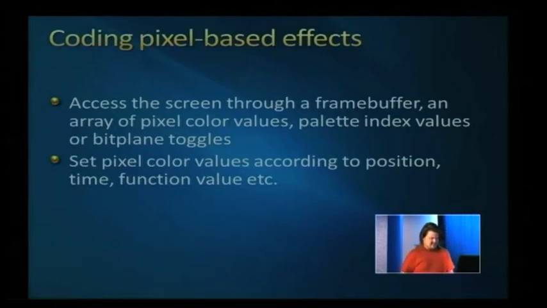The basic definition of a pixel-based effect for me would be setting pixel colors according to position, time, function value, etc. The variables there can be pretty much anything, and I always thought that if I have a frame buffer, I can render the world. I can do anything with it. The speed is maybe an issue, but I can do anything with it because I'm controlling light, basically.